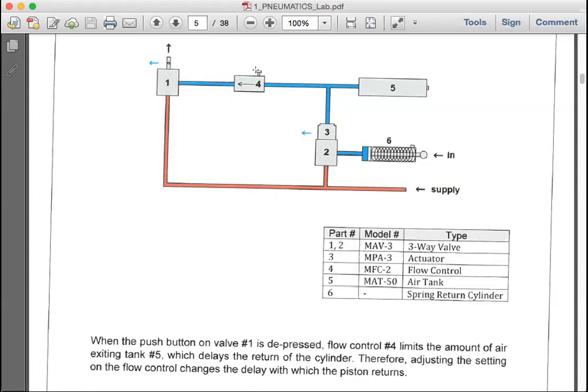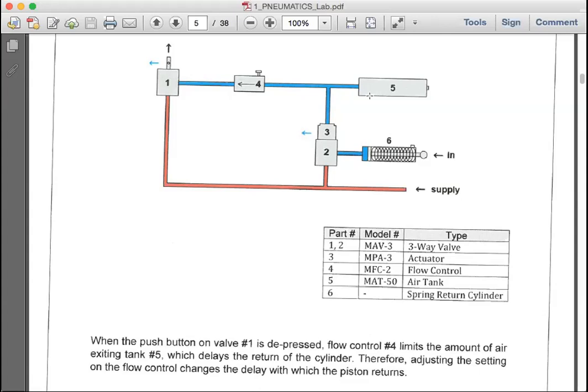Also, you could adjust the time delay by installing a different size of the air tank. As you've seen when we reviewed the components, there are many different sizes of the air tanks. In the lab, we had MAT10 and MAT50, where MAT50 was 5 times larger in volume than MAT10.